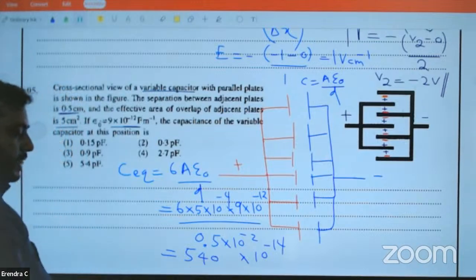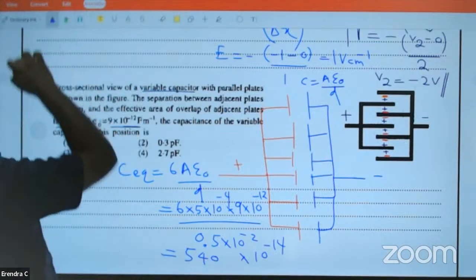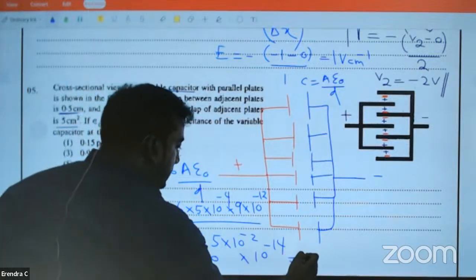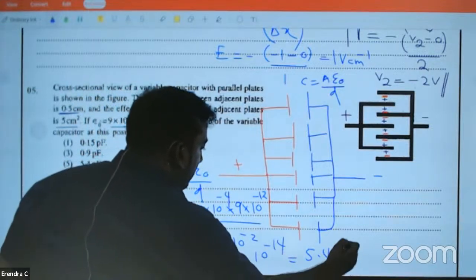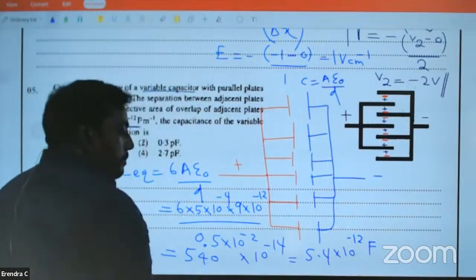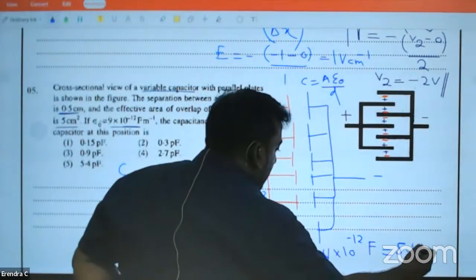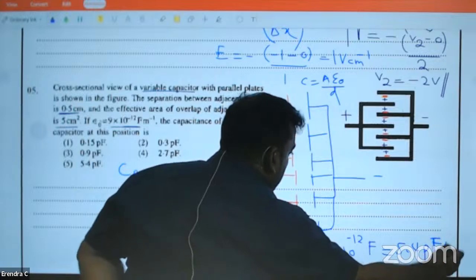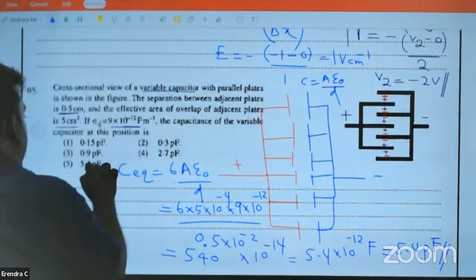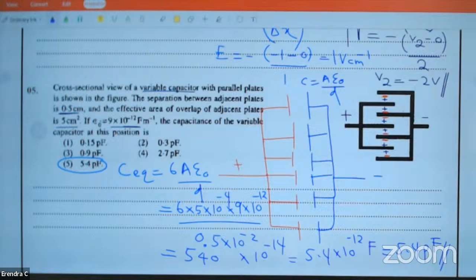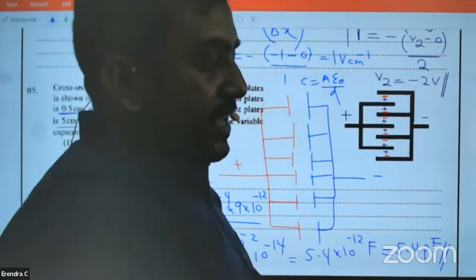Now, 2 decimal places you jump. 2 decimal places means 5.4 times 10 to the power minus 12 farad. Minus 12 is called pico, that's from your units and dimensions knowledge. So 5.4 picofarad, answer number 5. So right there, a small sentence.